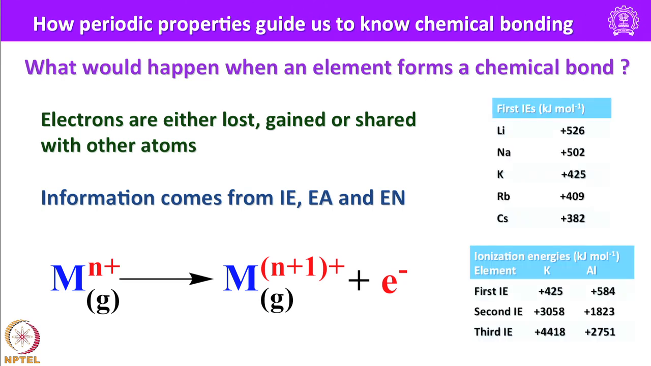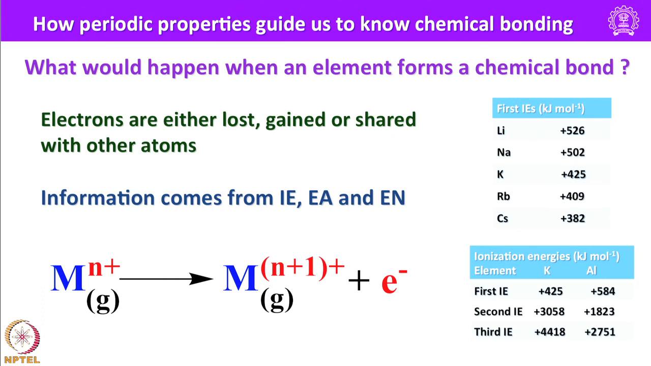When it goes to the next oxidation state, what would happen to that one? How easy is it, how difficult is it? This information comes by simply looking into the ionization energy of these elements. I have listed the ionization energy of the first group 1 elements here.